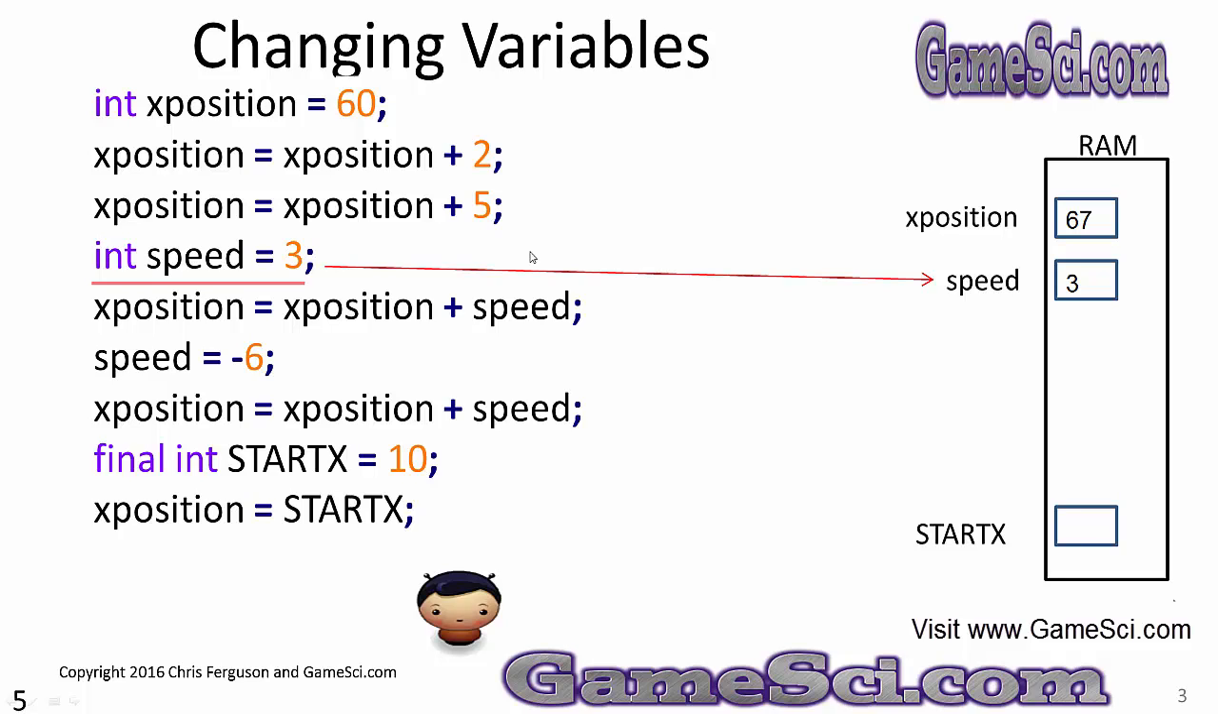I'm going to set up this variable speed equal 3. The type of this variable is an integer. The name of this variable is speed, indicating it's going to control the speed of our character. And our initial value here is going to be 3.